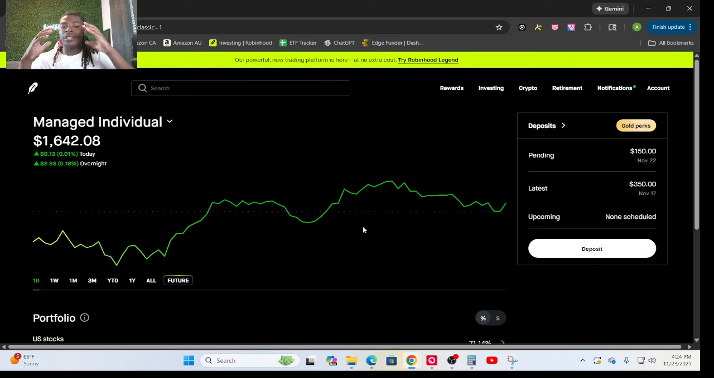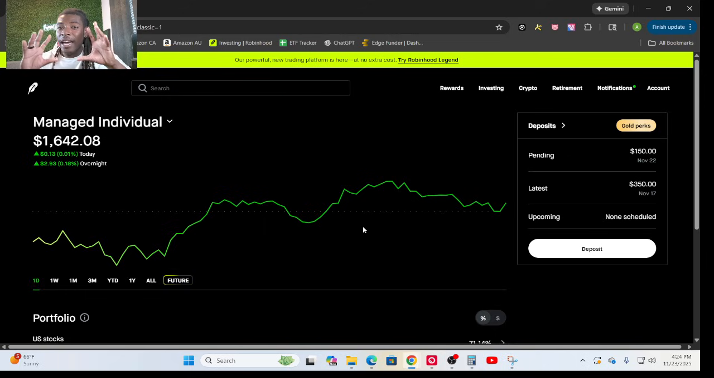So whenever you're actually going through that process, like I was showing you, you're going to put in your information, and it's probably going to ask for tax information, exactly how much you make per year. And then the exciting part, it's going to ask exactly what your risk tolerance is. Are you going to be moderate? Are you going to be conservative? Are you going to be aggressive or highly aggressive?